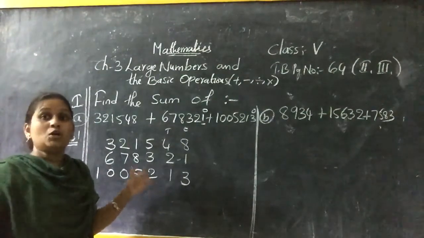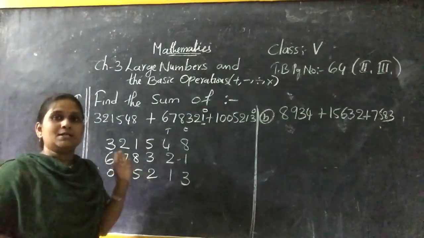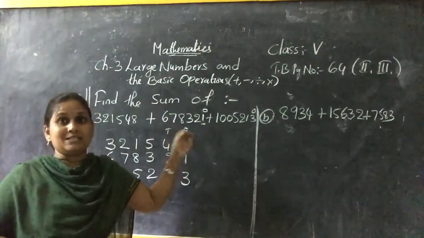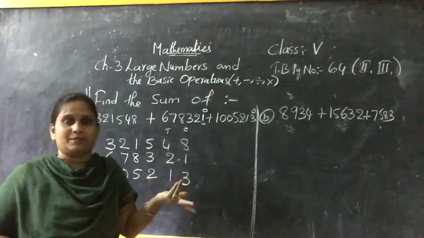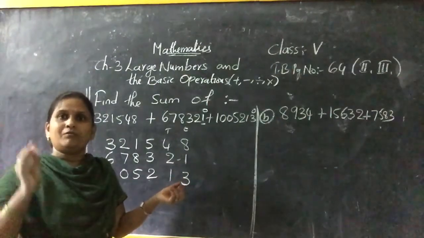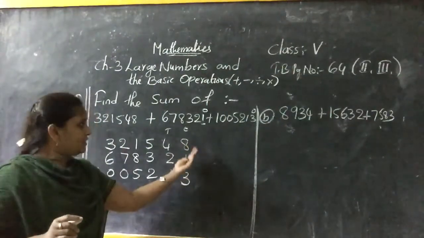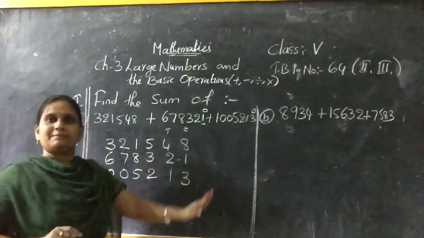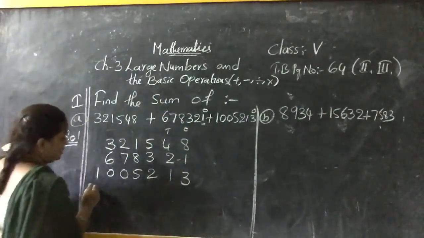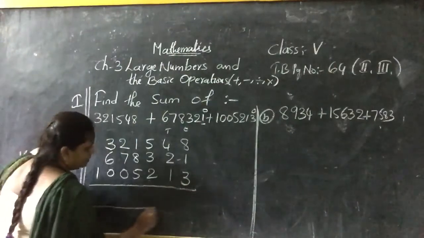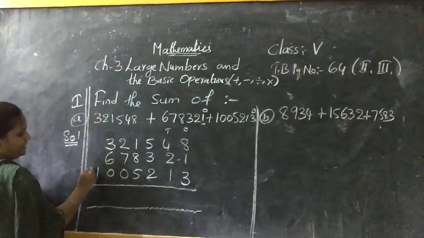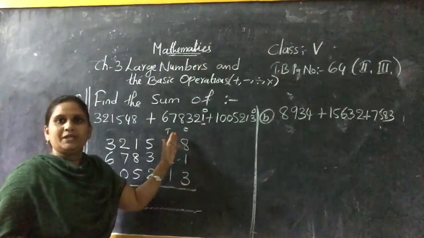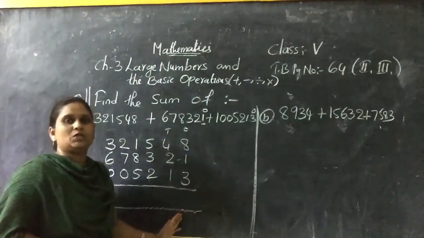Yes or no? To avoid this kind of confusion, because sometimes the second and third numbers may have fewer or more digits, whatever it may be, if you write from the ones place onwards, you will not miss the place value. Now put the plus symbol and start doing addition from the ones place value.